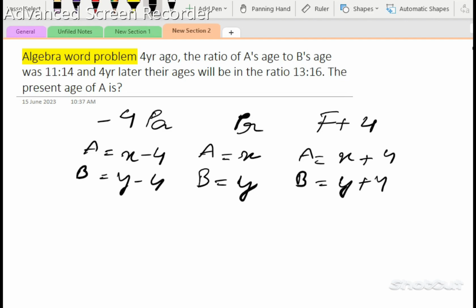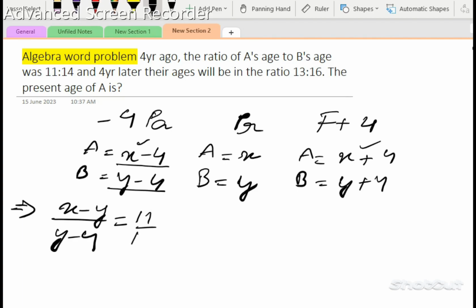Now, having said this, we will make our equations based on these past and future ages, because the question says the ratio of their ages 4 years ago. I'm repeating, 4 years ago. That means these were their ages 4 years ago, and their ratio, that means division, is 11/14. And the same thing is going to happen on this side. 4 years later, the ages will be in the ratio 13:16. So let's quickly write that. 4 years into the future, that means X plus 4 over Y plus 4 is going to be 13/16. This is the main equation that you have to solve.